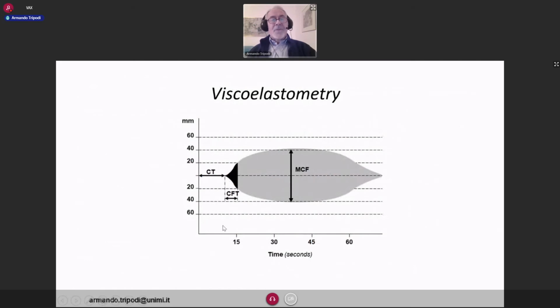For those of you who are not very familiar with viscoelastometry, I would like to show this typical tracing of viscoelastometry, which is characterized by different parameters. The clotting time here, the clot formation time, which gives you information about the velocity of clot formation, and finally, the maximal clot formation, which gives you information about the maximal amplitude of the clot and its firmness.